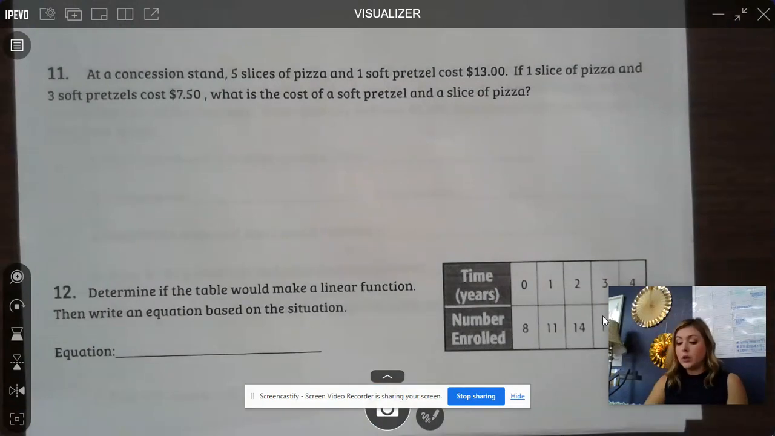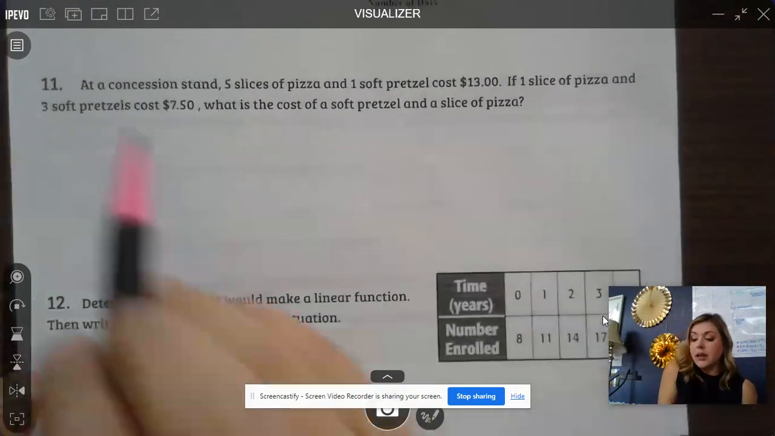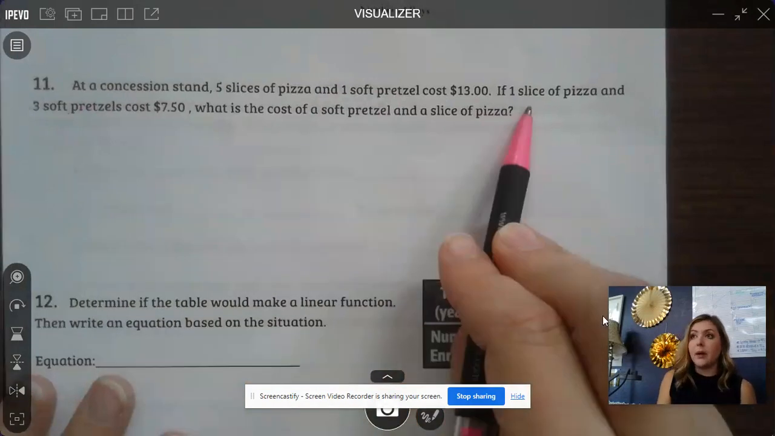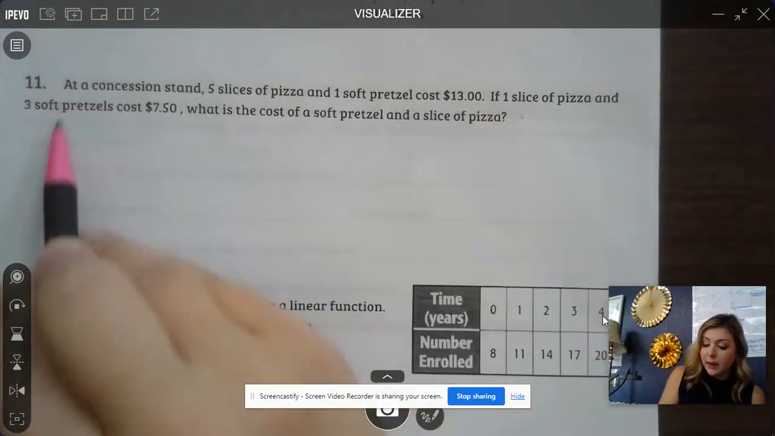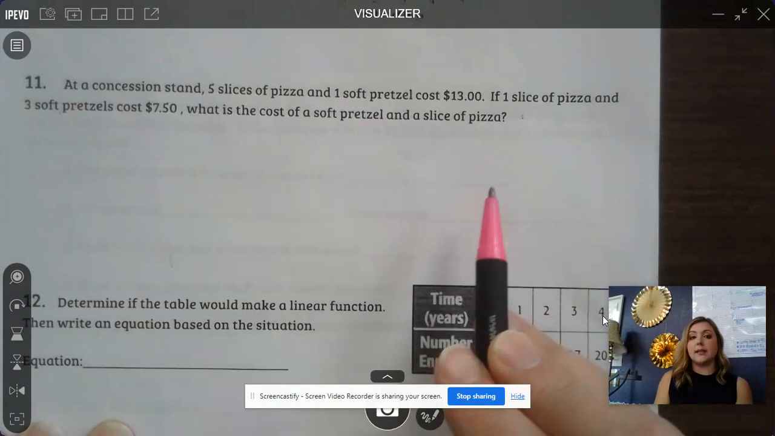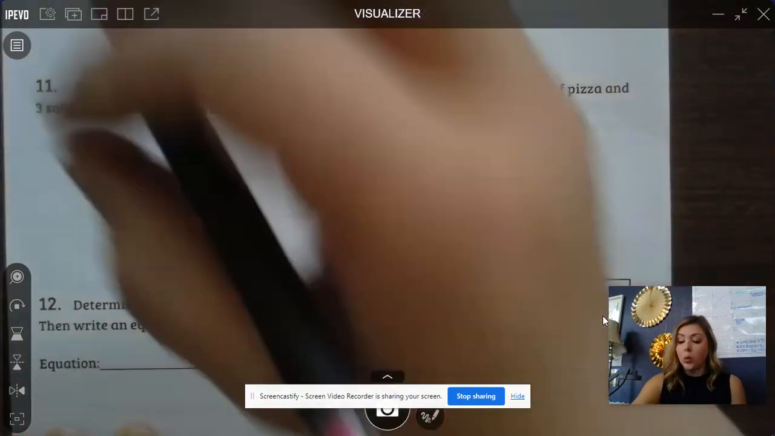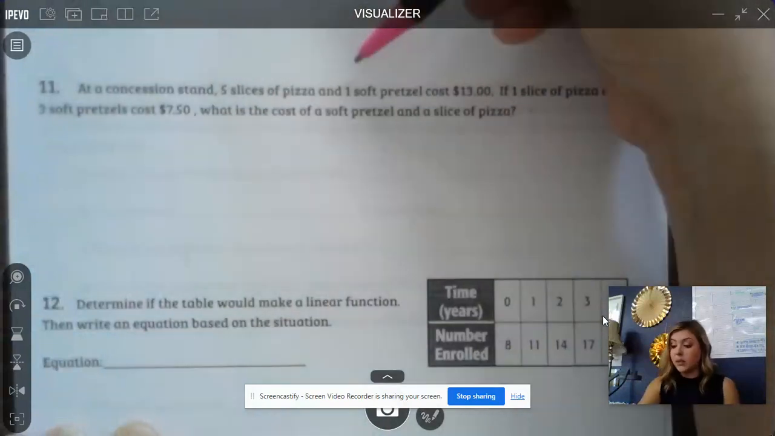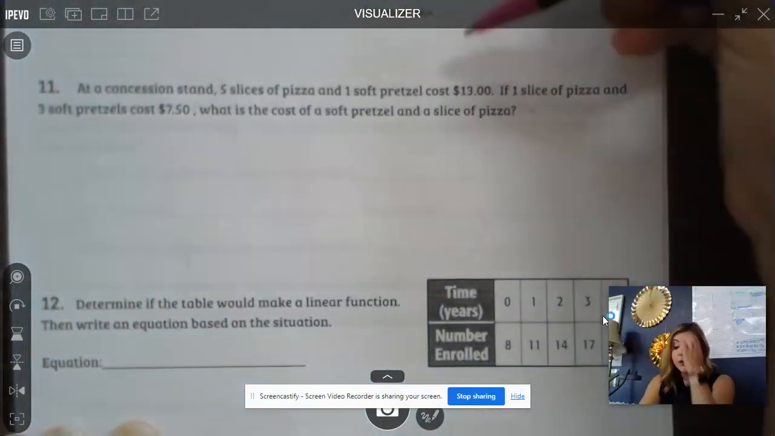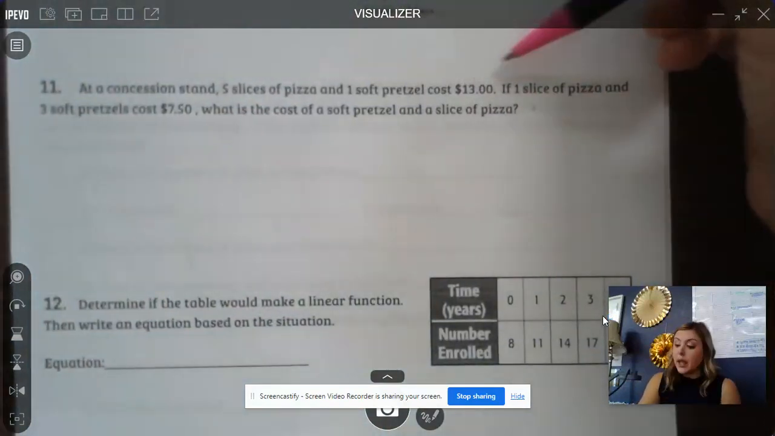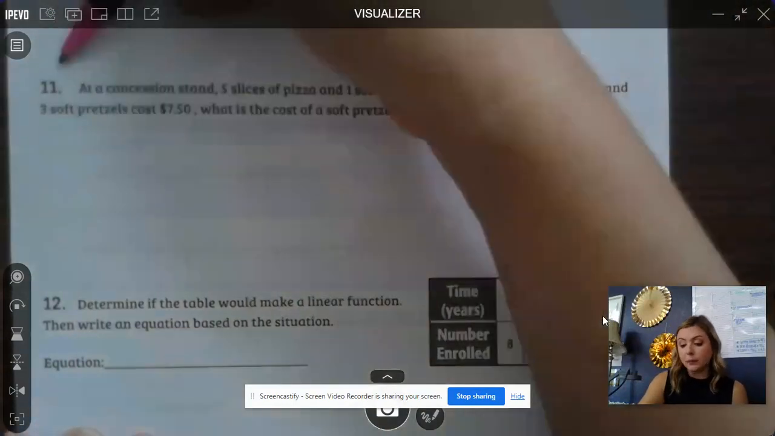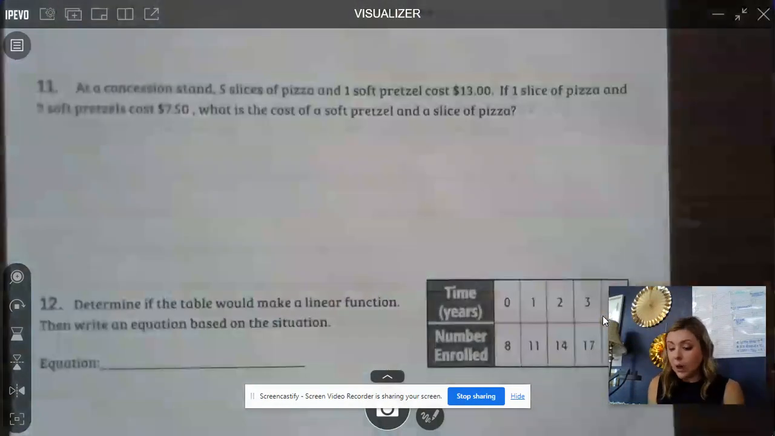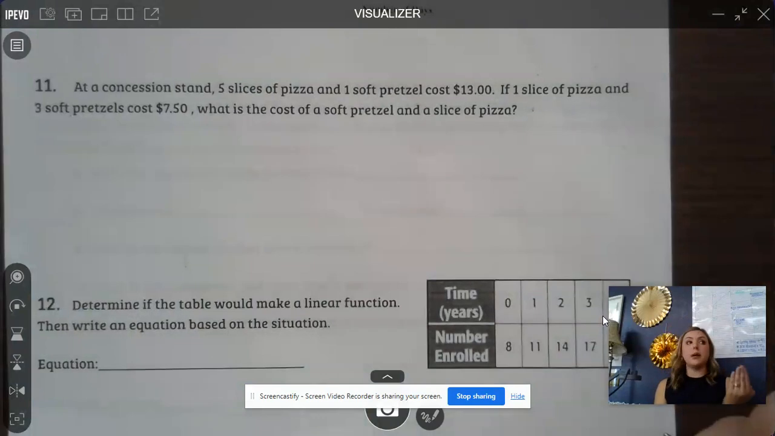So right now, you need to be understanding what we're going to be writing about, and then we're going to set up the system and solve for X and Y. Right now, it says at a concession stand, 5 slices of pizza and 1 soft pretzel cost $13. If 1 slice of pizza and 3 soft pretzels cost $7.50, what is the cost of the soft pretzel and pizza?